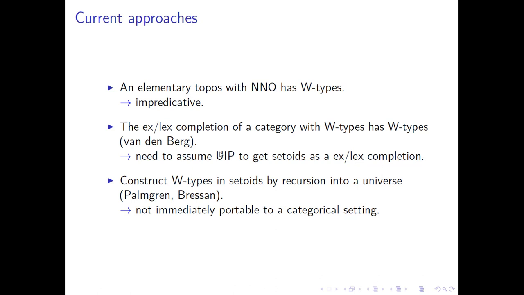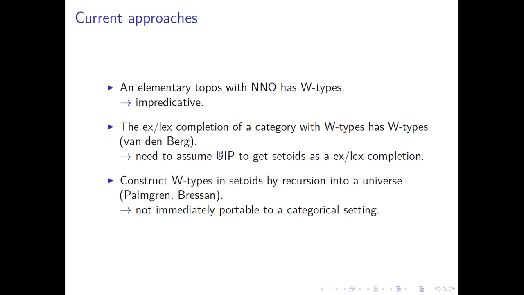Of course, if you have an elementary topos with a natural numbers object, you can construct these W types, accepting, of course, that it's impredicative. Then Benno van den Berg has given a predicative version of the above construction in any exact completion of a category with finite limits. In order to apply this to the setoid construction, we need to assume UIP in the underlying type theory. So this also doesn't fit really well with intensional type theory.